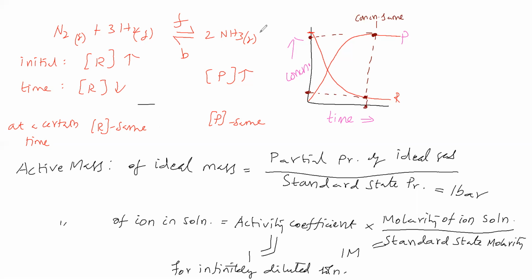If the system attains equilibrium, then only such a type of situation will arise. If the system attains equilibrium, then only such a type of thing will arise, we can say.